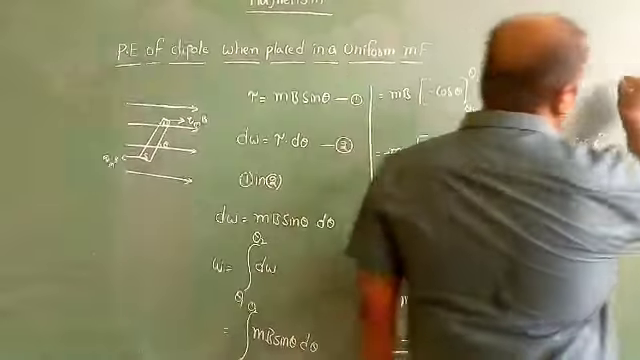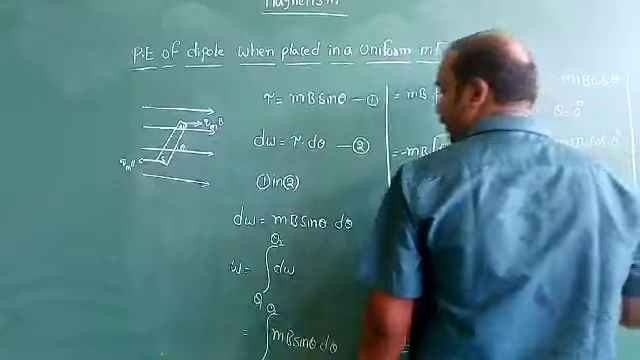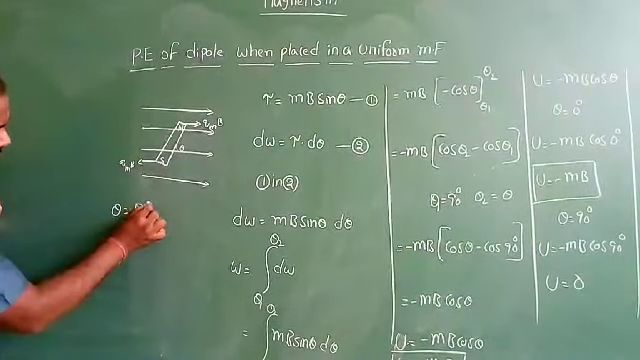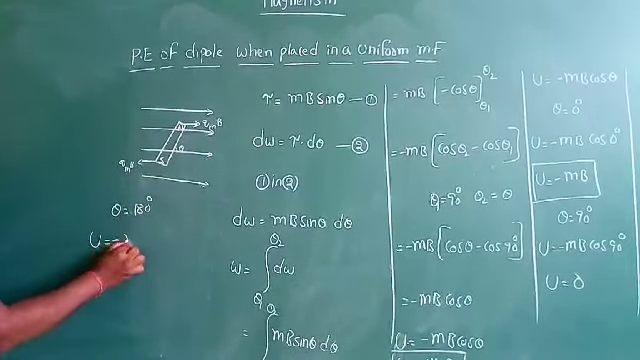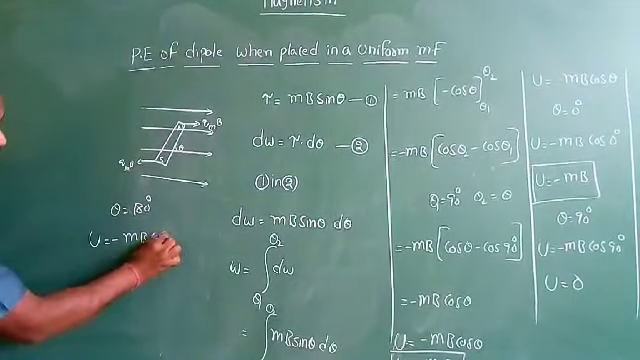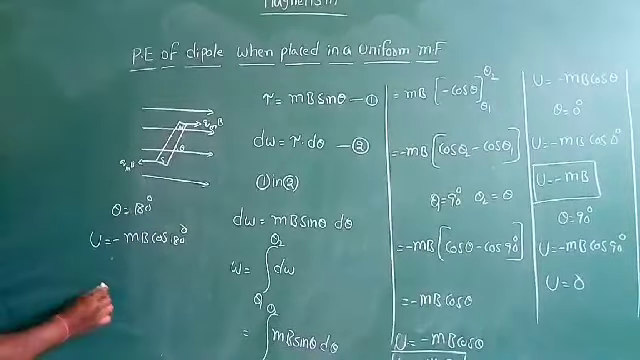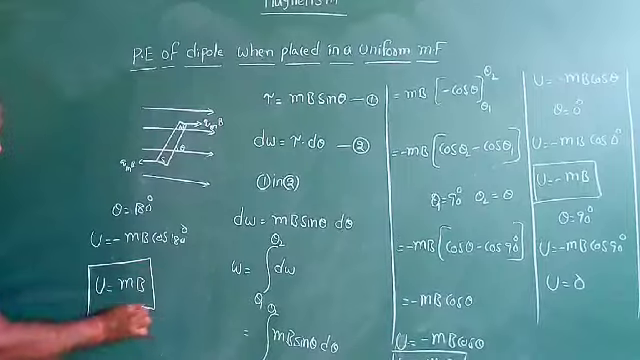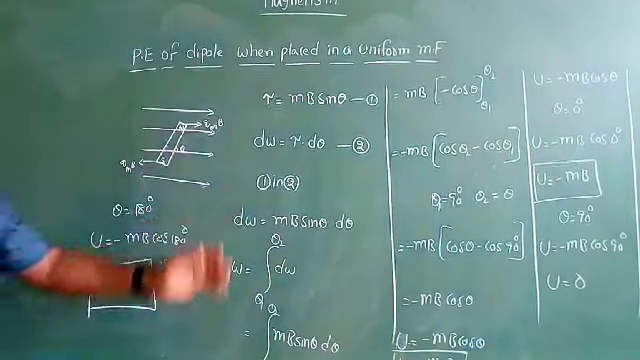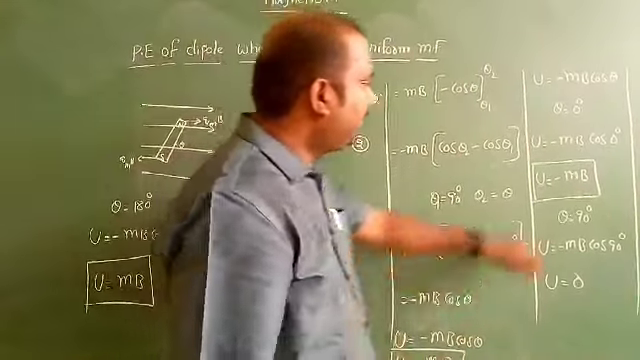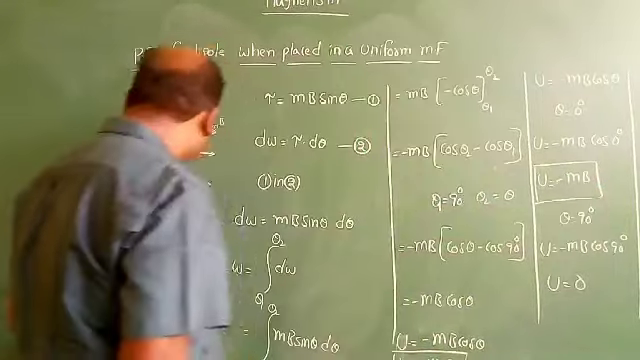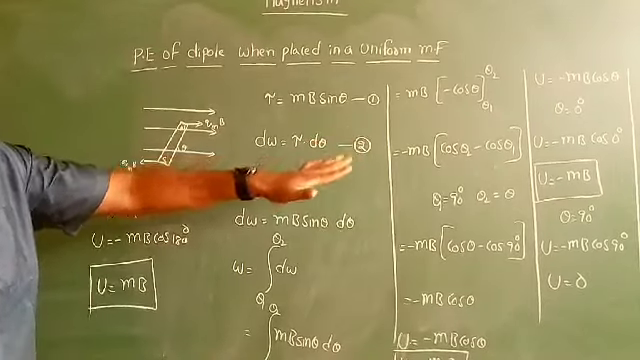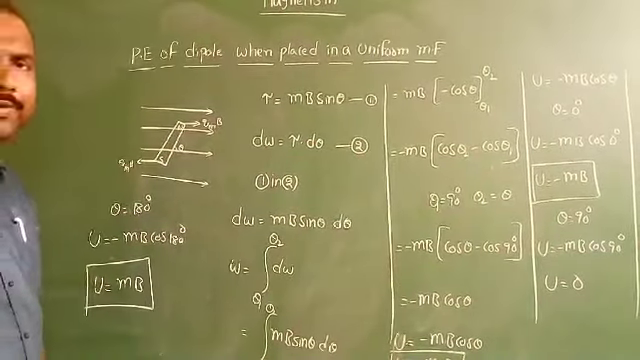And similarly, if theta is equal to 180 degrees, in such a case U is equal to minus mB cos 180, whose value is minus 1, and finally you will get mB. This is the maximum potential energy of the dipole. So three cases will arise. Once again, this is the minimum potential energy, and this is the maximum potential energy. The minimum potential energy is also called the highly stable position. This is the highly unstable position.